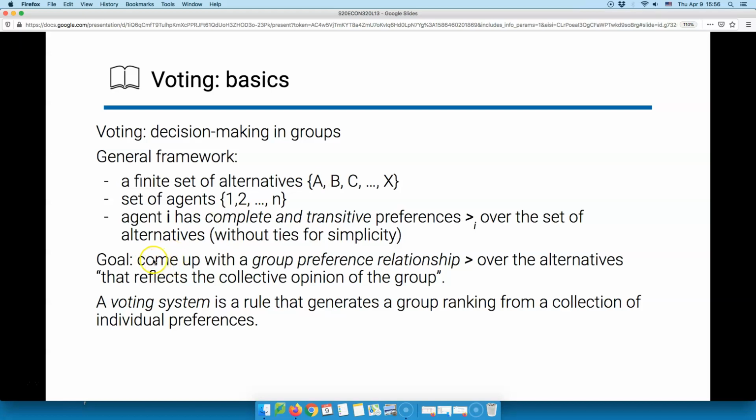So the goal is, given the preferences of agents in the group, we need to come up with a group preference relationship. We need to rank alternatives from the group perspective as a whole, and again using the textbook language, make it in such a way that it would reflect the collective opinion of the group. It's not exactly clear what that collective opinion should be, but the idea is, as the input, you take a collection of individual preferences, and then given some voting system, the output will generate a group ranking.